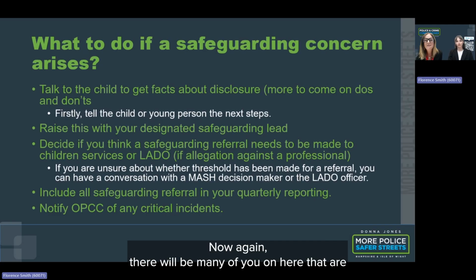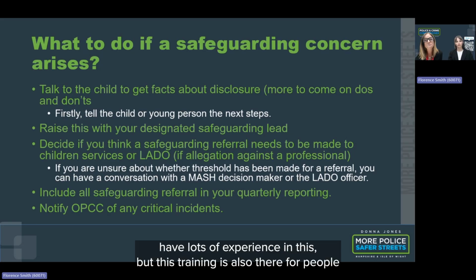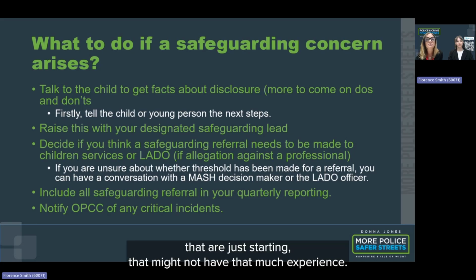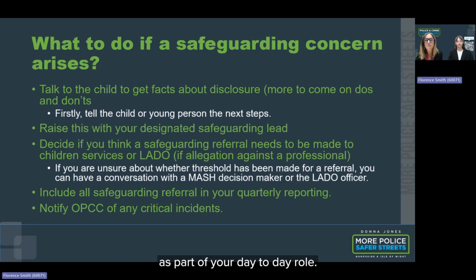Now, again, there'll be many of you on here that have lots of experience in this, but this training is also there for people who may be a smaller organisation that are just starting, that might not have that much experience. So please do bear with us if this is something that you do as part of your day-to-day role.